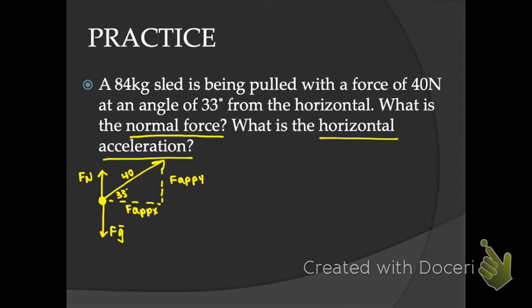So let's just solve for the normal force first, because that's what it asks for first. Do you think I'm going to need both F applied Y and F applied X for my problem at some point? Yeah, so let's go ahead and solve for those so that we have both values. F applied X, we would use cosine. Can you guys still see that okay? 40 cosine 33, and then for Y, I would use sine.